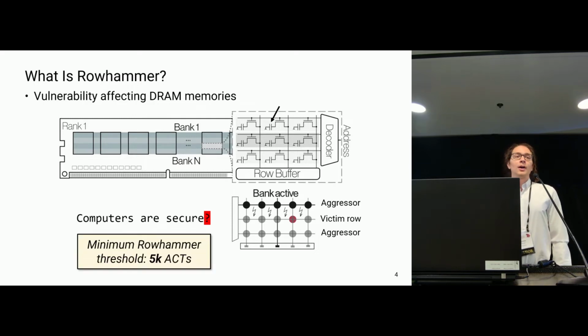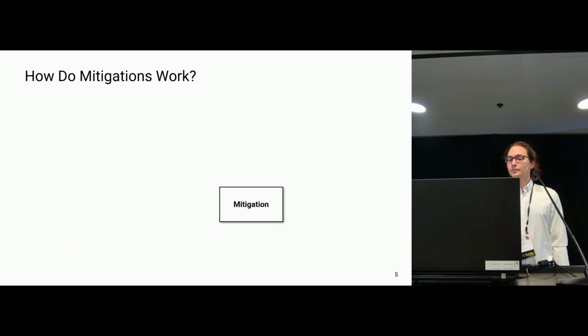So just to give you an idea of how many activations are required, well, in the worst case scenario, we're talking about 5,000 activations to induce a bit flip, so very few.